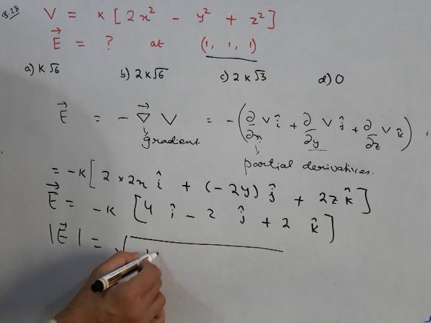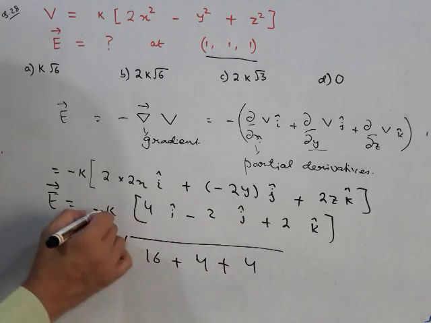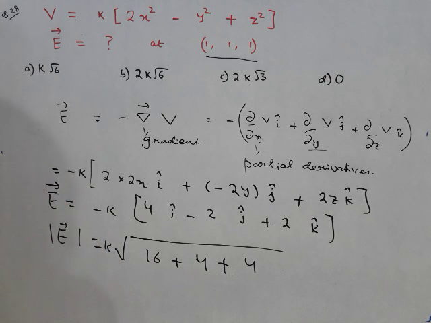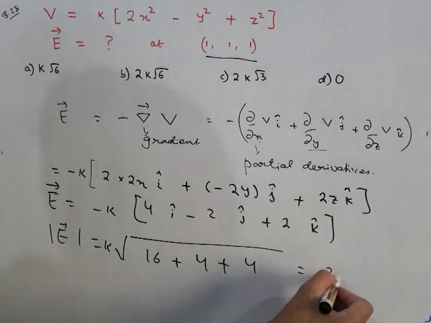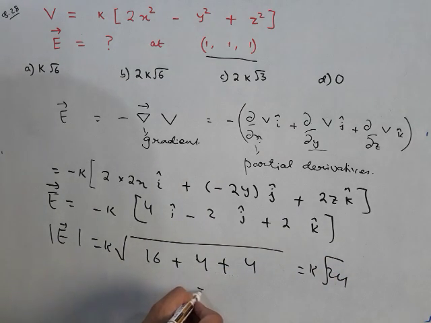That will be simply the square root of this square plus this square plus this square. So this square is 16, then we have minus 2 squared, that is 4, then we have 2 squared, that is 4, and the k will be outside. 16 plus 4 is 20, 20 plus 4 is 24, so we have the square root of 24 times k, which can be written as how much? 24 is 4 into 6, so 2 root 6 times k.